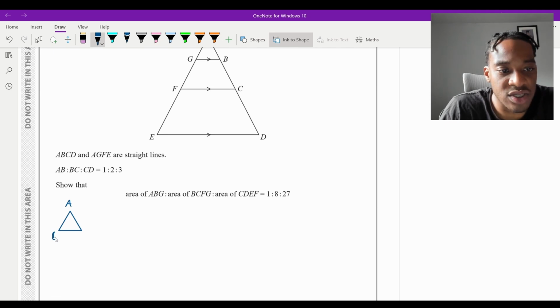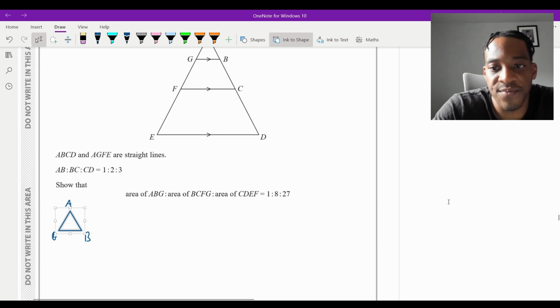So G is this one. G is here, and then B is here, like this. And then what I'll do actually is I'll just copy this triangle and just make it slightly bigger. So I'll just copy this here, like that. And I'll just make it slightly bigger because it's similar, isn't it?